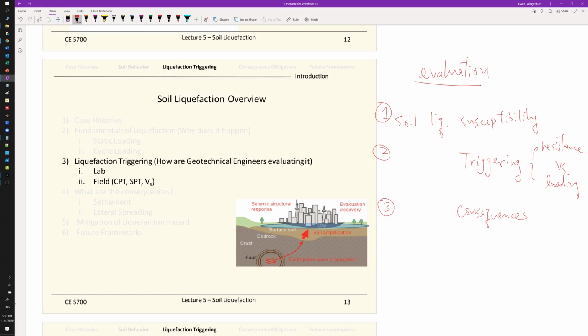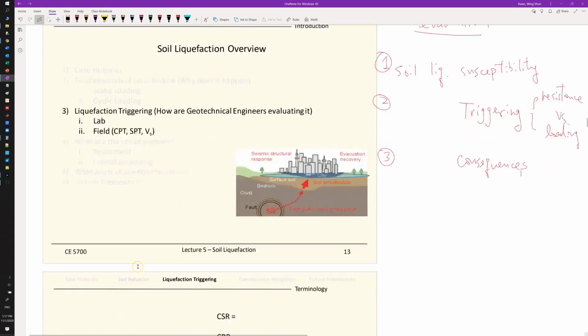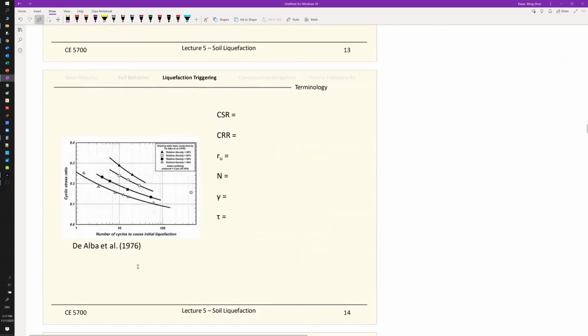So for the remainder of this lecture, we will focus on these three items: susceptibility, triggering, and also the consequence. So first, before we get to the susceptibility, let's talk about some terminology.